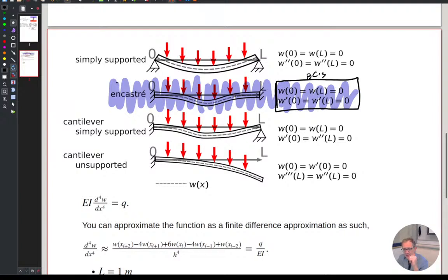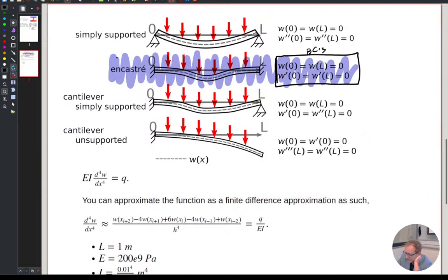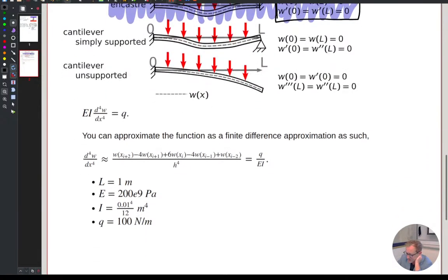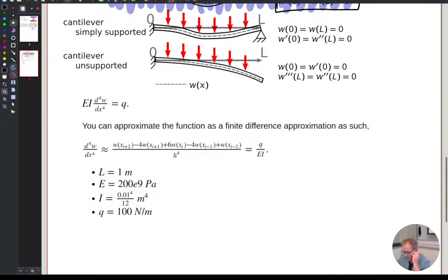So I know that at 0, when x equals 0, deflection has to be 0. And at the other side, when x equals L, W also has to be 0. And then the other thing that makes it clamped is that the slope is 0 on both sides. So there's some kind of moment that's created so that there is no derivative there. There might be a second derivative, but there's some kind of moment making sure that it doesn't bend that way.